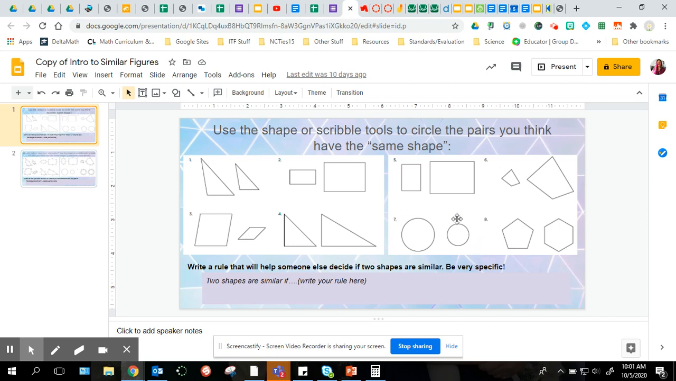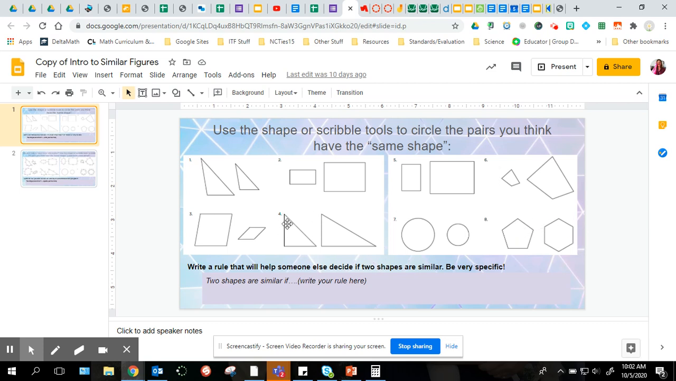If I look at my circles, well, as long as they're perfect circles, they're always going to be similar. So those ones are good. These two I would say are not similar because they have different number of sides. This one has 5, it's a pentagon. This one has 6, it's a hexagon. So those are not similar.